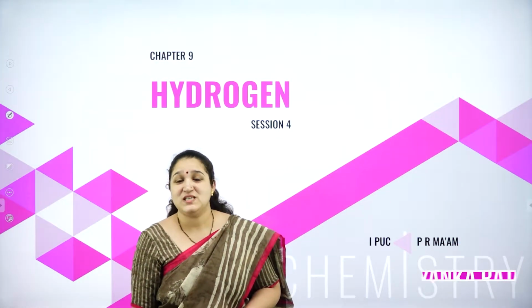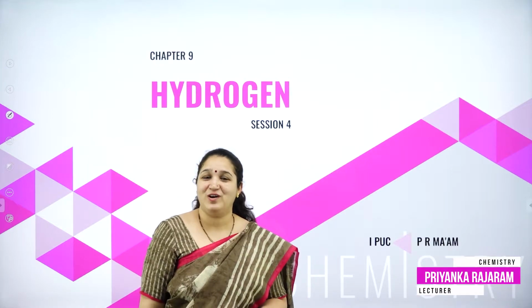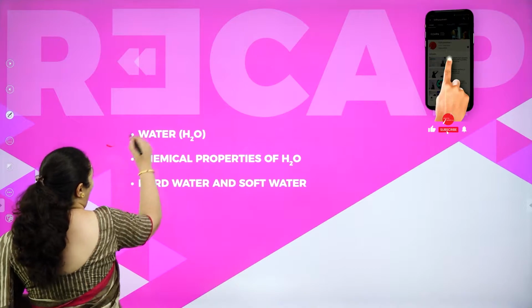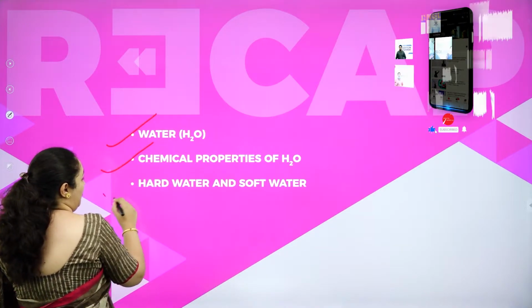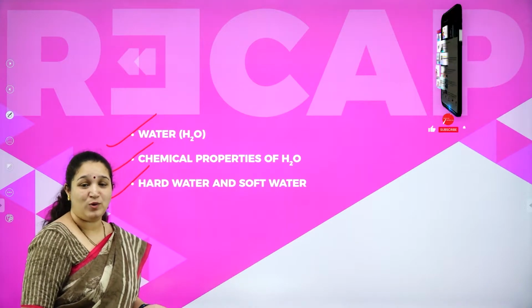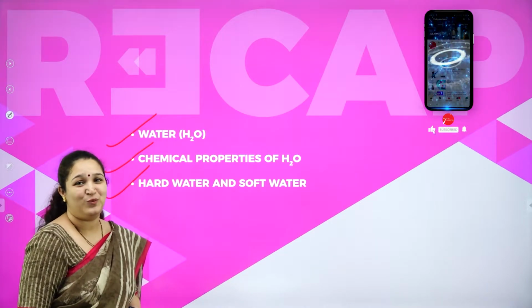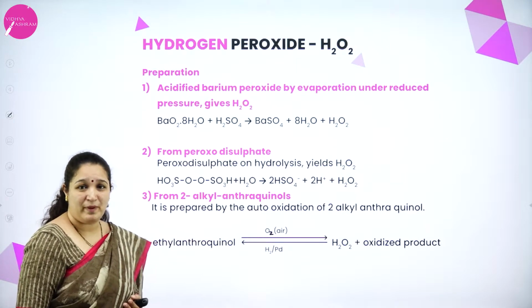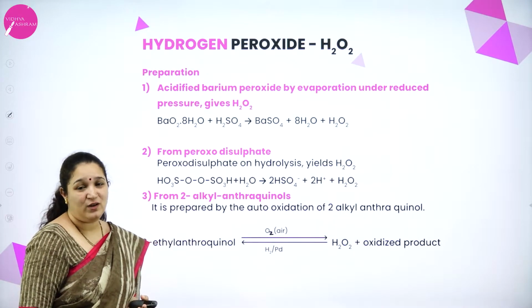Hello my dear students, welcome back to the last session on the chapter hydrogen. Last class we learnt about water, chemical properties of water as well as hard water and soft water and how to soften the hard water, isn't it? Today we learn about hydrogen peroxide and heavy water.